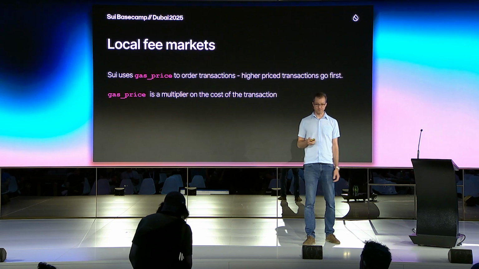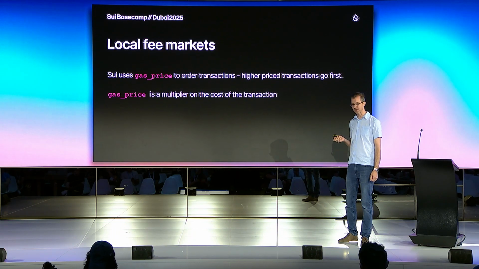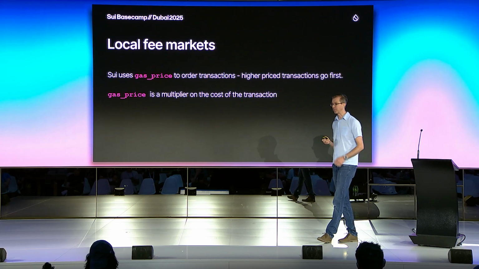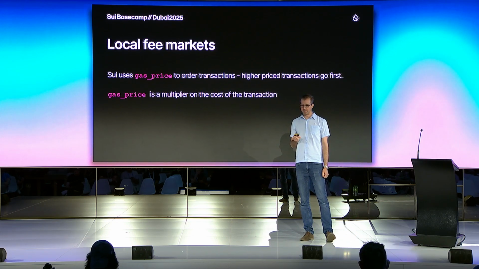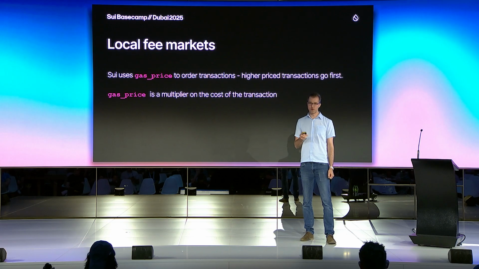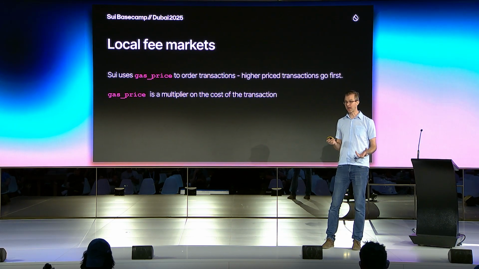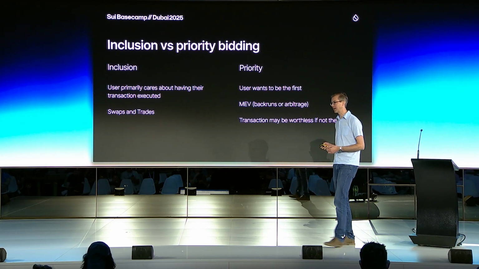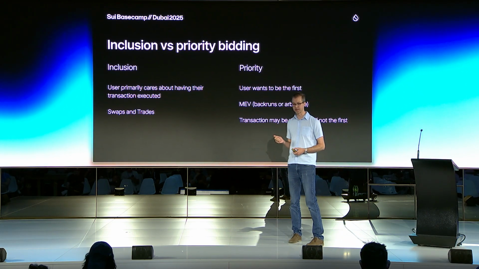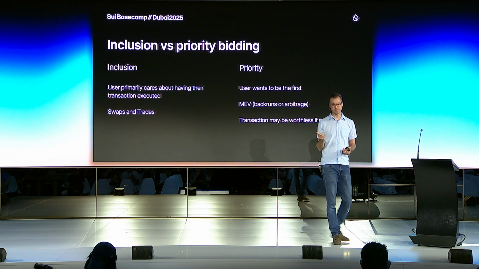Okay, so as I said earlier, we use gas price to order transactions. Higher price transactions go first, and gas price is a multiplier on the cost of the transaction. Now, there are 2 different cases that we see right now for why you would want to be bidding a higher amount of gas, and they have slightly different implications. There's really 2 things, and I call them inclusion and priority.